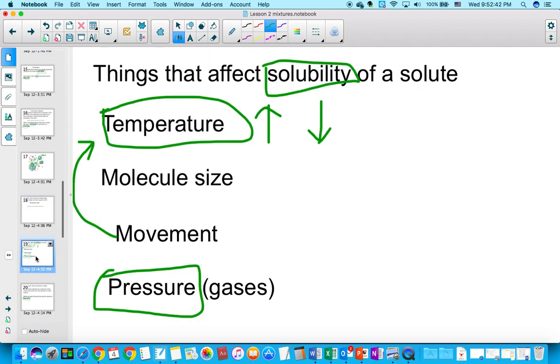You should be able to tell me what affects solubility. What affects how much something can be dissolved. And you should be able to tell me temperature affects how something dissolves because the molecules move faster. You should be able to tell me molecule size affects how things dissolve because big things dissolve slower. And pressure affects how fast gases dissolve. High pressure, faster dissolving.